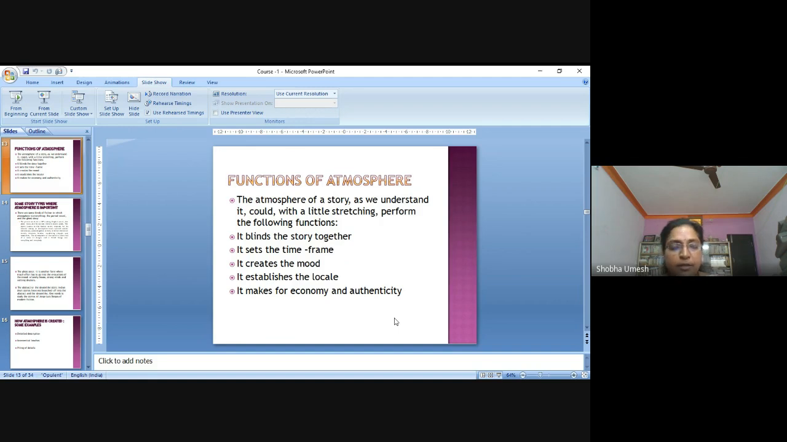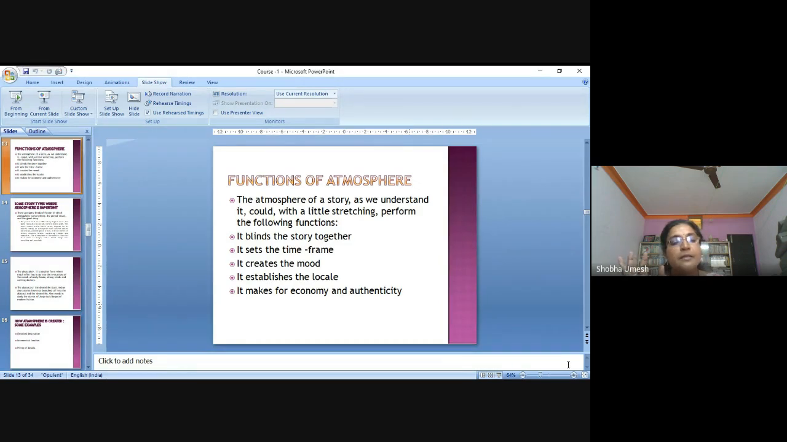So when we write a story, we have to keep all these things in mind. See, the atmosphere of a story is very important. And also it should be of little stretching, it should not be stretched a lot. If we stretch it long, it becomes a novel. So we have to keep these things in mind while the atmosphere is designed in a plot.